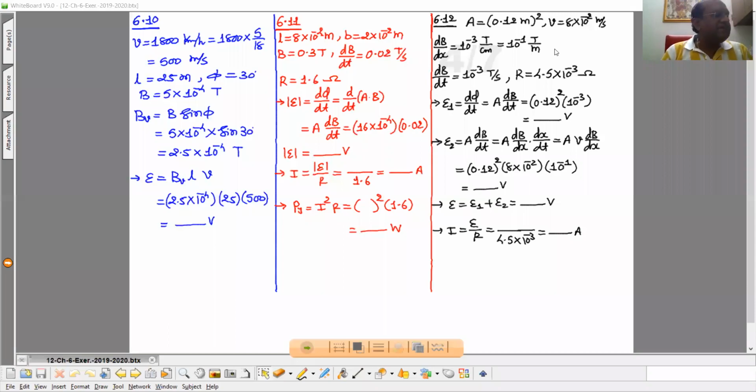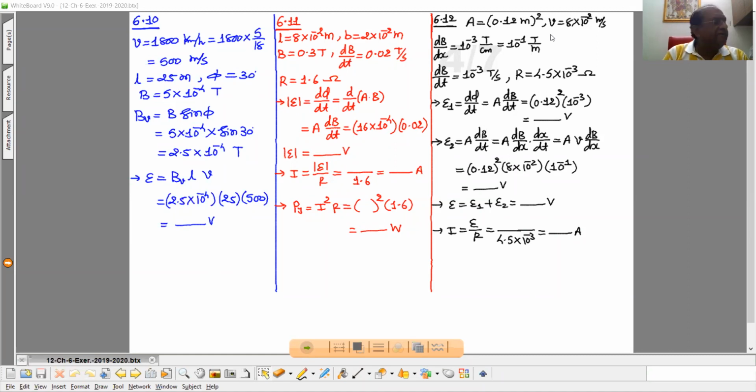Now, example 6.11. Suppose the loop in exercise 6.4 is stationary, but the current feeding the electromagnet that produces the magnetic field is gradually reduced so that the field decreases from the initial value of 0.3 Tesla at the rate of 0.02 Tesla per second. If the cut is joined and the loop has the resistance of 1.6 ohm, how much power is dissipated by the loop as heat? What is the source of this power?